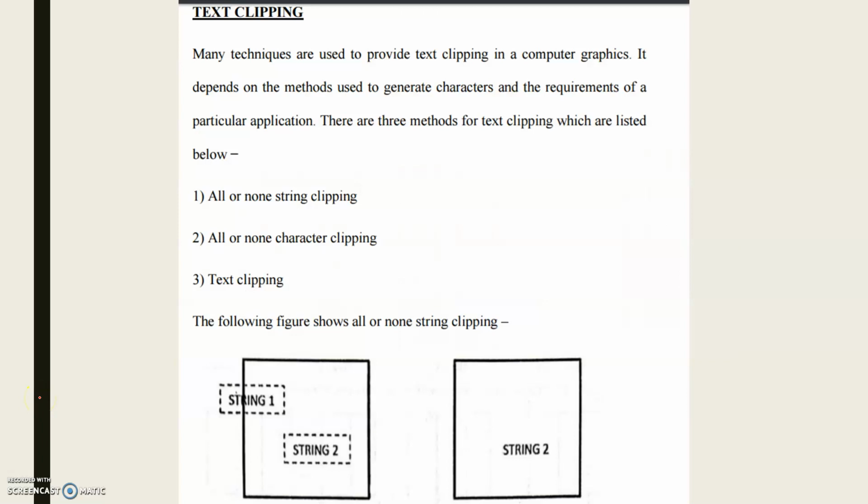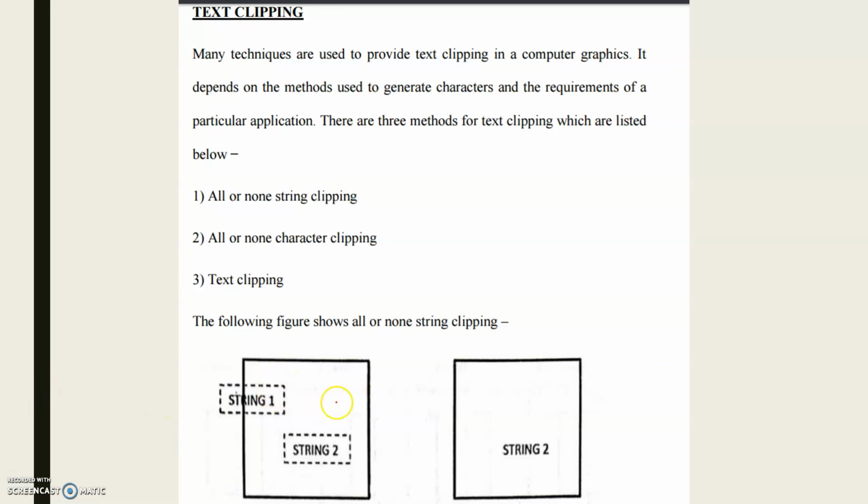The next we will study text clipping. Till now we have studied line clipping and polygon clipping. Next is text clipping. Many techniques are used to provide text clipping in computer graphics. It depends on the method used to generate characters and the requirements of a particular application. There are 3 methods for text clipping which are listed below. First is all or none string clipping, second is all or none character clipping, and third is text clipping.